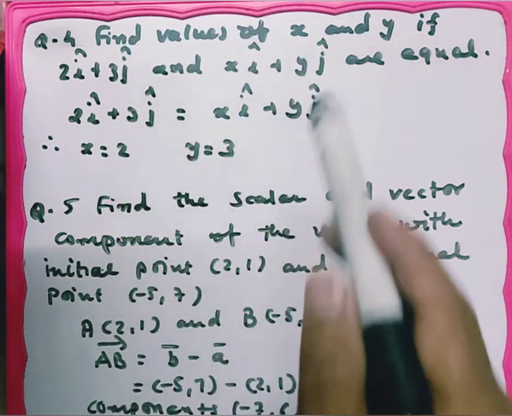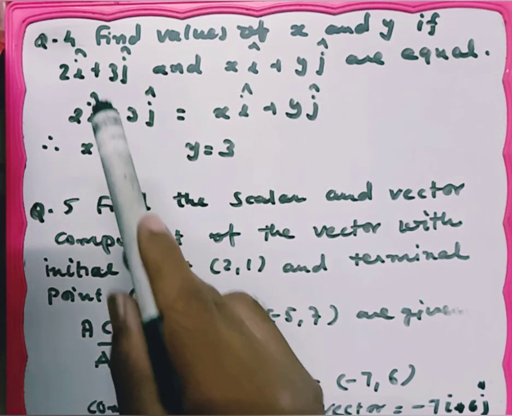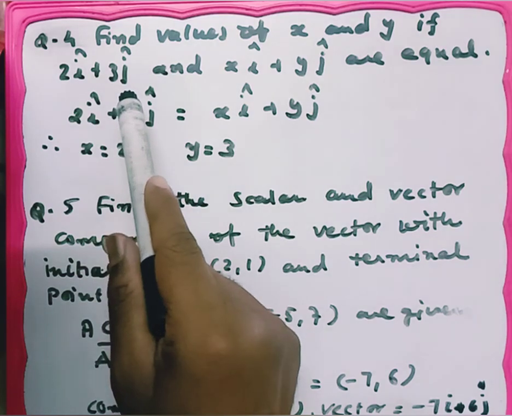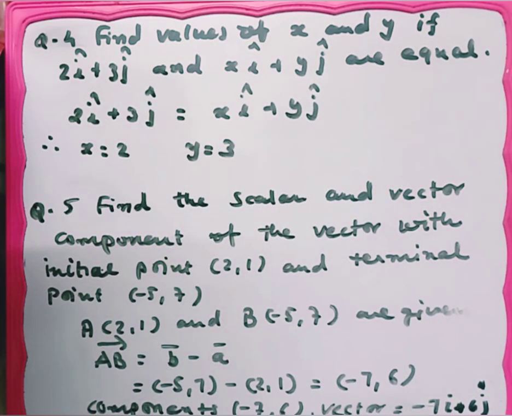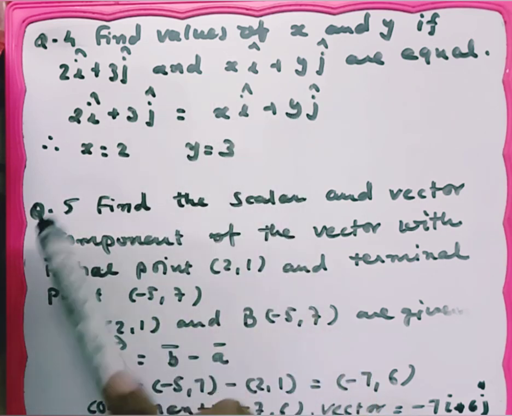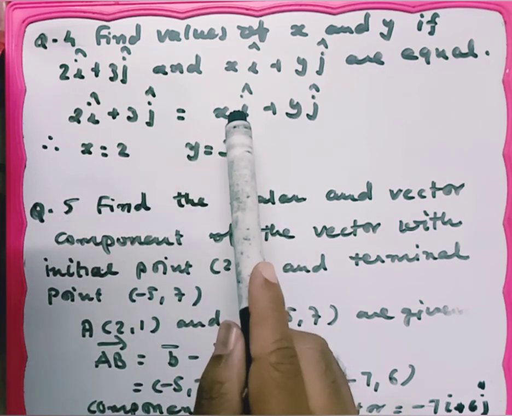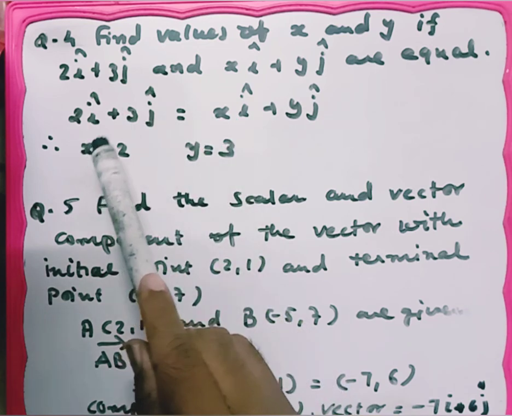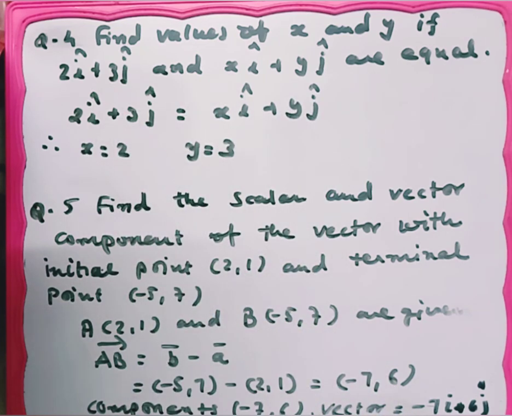Question 4, we have to find the values of x and y if 2i caret plus 3j caret and x i caret plus y j caret are equal. So we know that two vectors are equal if their component vectors are equal, and so we can write that x equals 2 and y equals 3.